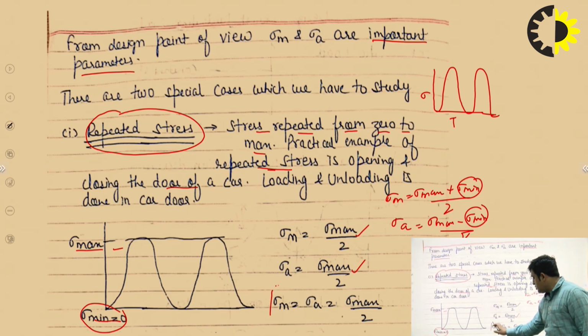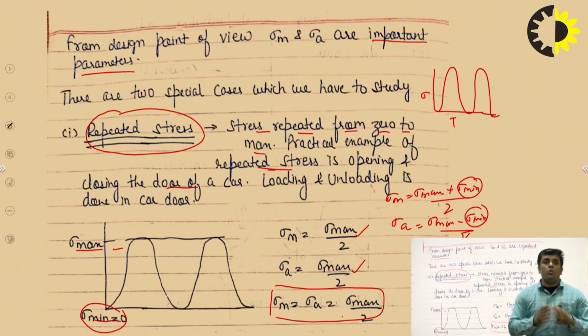That means mean stress and amplitude stress are the same. From this definition, we came to a conclusion that whenever there is a repeated stress, then the amplitude stress is always equal to the mean stress.